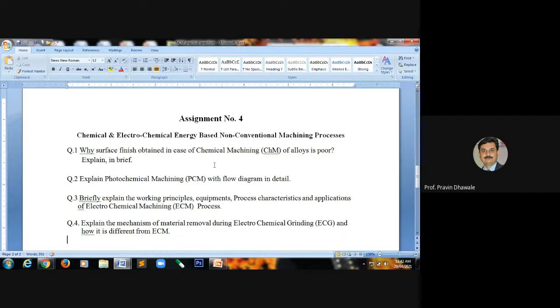Fourth, explain the mechanism of MRR, that is the metal removal rate, during ECG, that is the electrochemical grinding, and how it is different from ECM, that is the electrochemical machining. These are the four questions. You write their answers in short type within one page or two pages. Write down this question for assignment number 4.